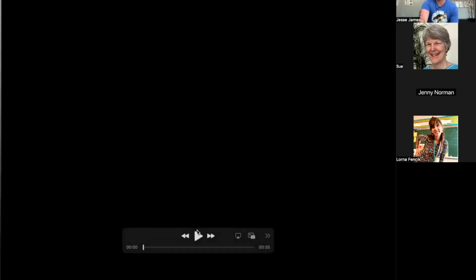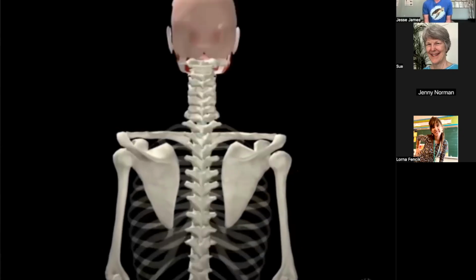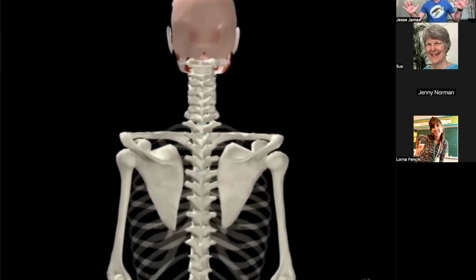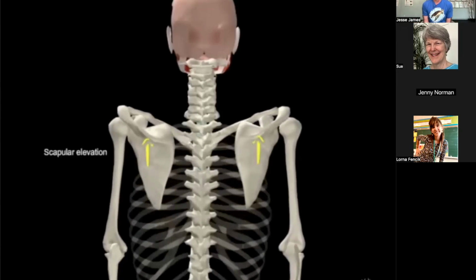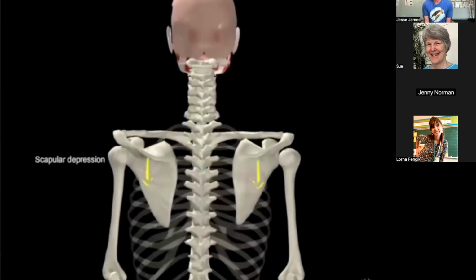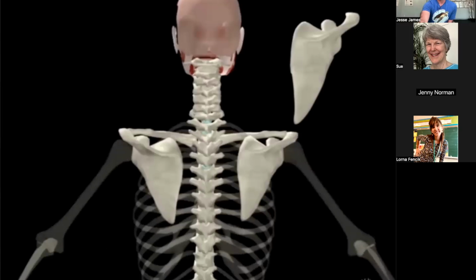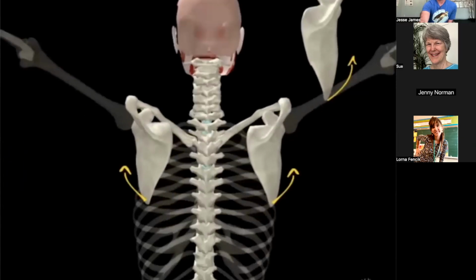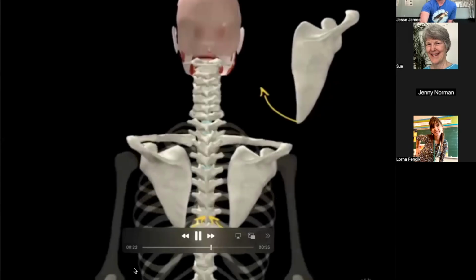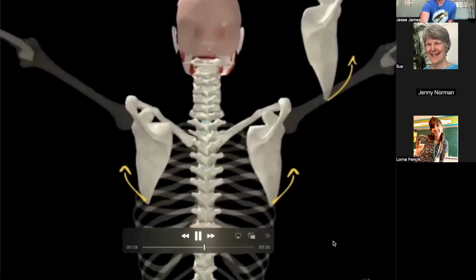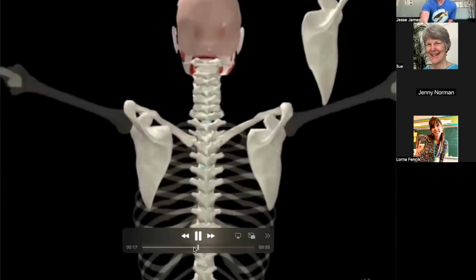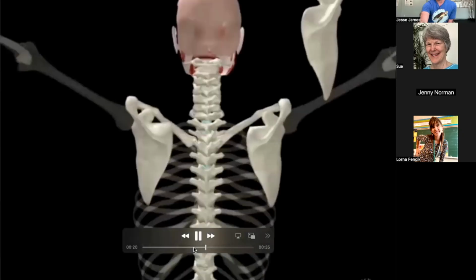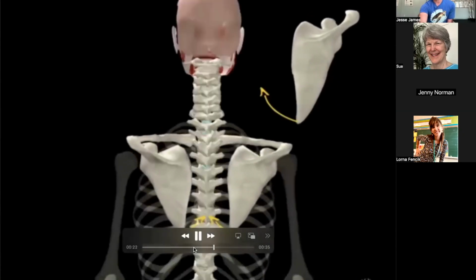And with this, we're looking at different movements of the shoulder, of the scapula. This is scapular adduction and scapular abduction, where the scapula moves towards the spine, away from the spine. We've got elevation and depression. This is upward rotation, and the more important one I want to look at is downward rotation. So I'm going to back that one up. This downward rotation of the scapula is the movement that I want to really isolate and work on.